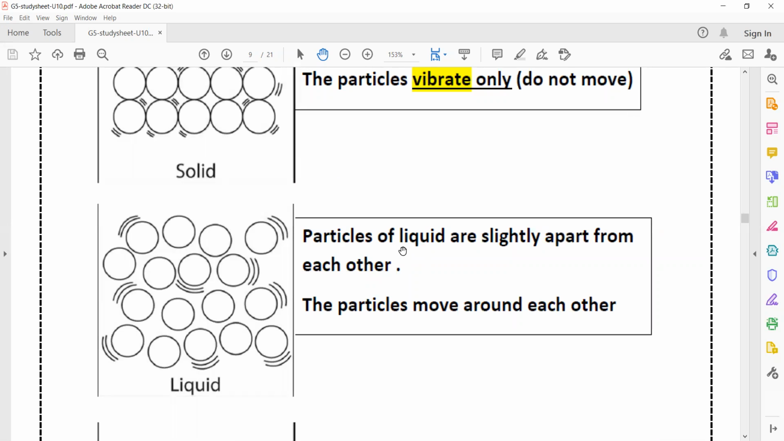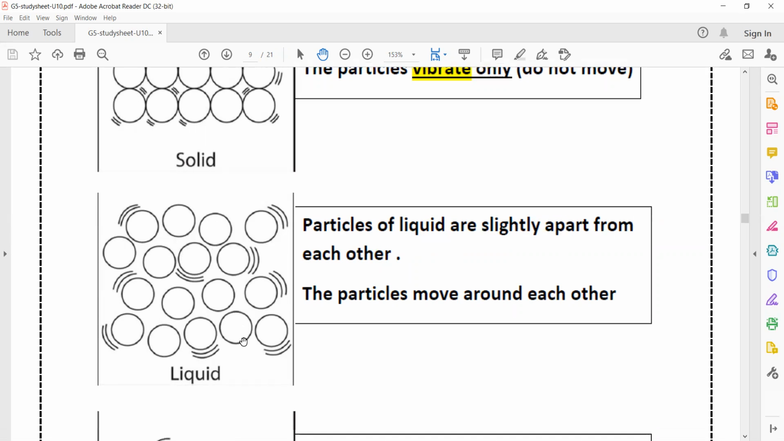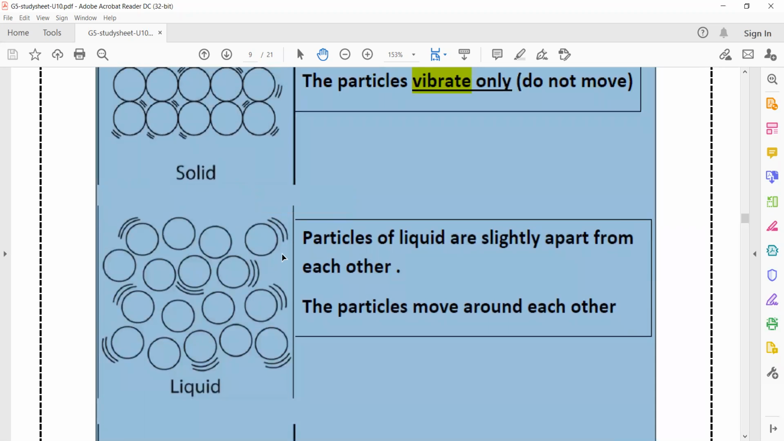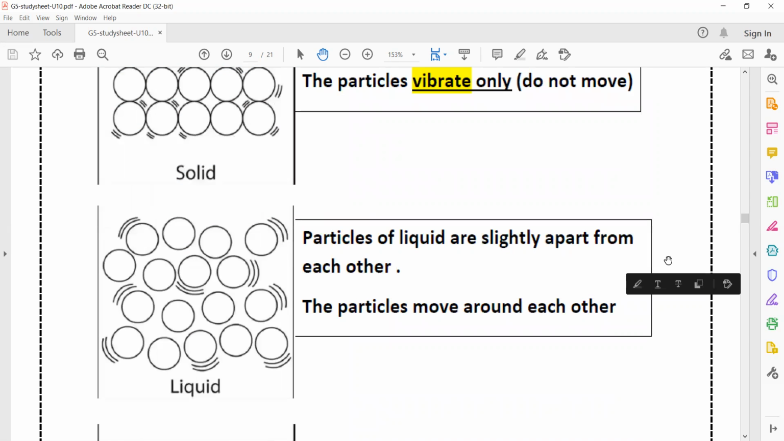What about the particles of liquid? The particles of liquid are slightly apart from each other. That means there are small distances between them. These distances are not larger like the gaseous state, and they are not very close like the solid state. Particles of liquid are slightly apart from each other, and the particles move around each other.